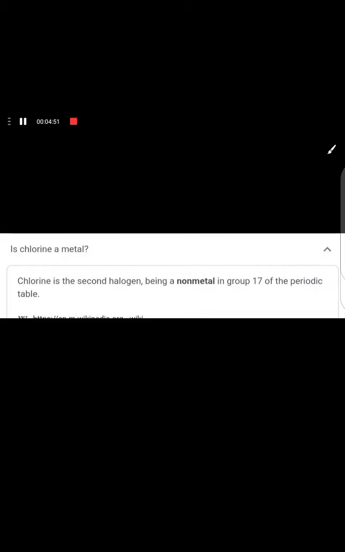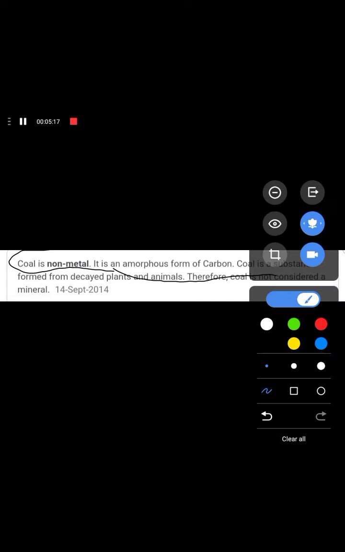Is chlorine a metal? Let me see. Chlorine is the second halogen, being a non-metal in group 17 of the periodic table. So chlorine is in group 17, so it is a non-metal. Is coal a metal or non-metal? Coal is a non-metal because it is made from carbon. Coal is a substance formed by the decay of plants and animals. Therefore, coal is not considered a mineral.